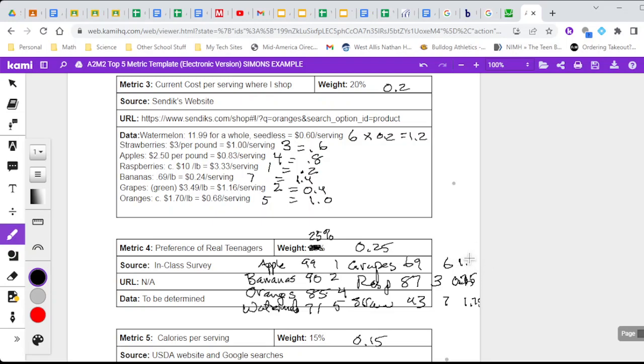This is going to be 1.5. 1 is just going to be 0.25. 2 is going to be 0.5. All right, 4 is going to be 1.0, and then 5 is going to be 1.25. And those are all your rankings for that.